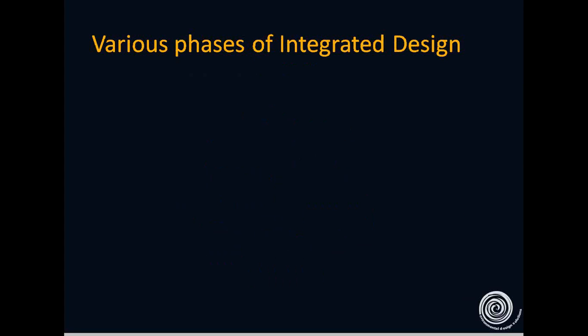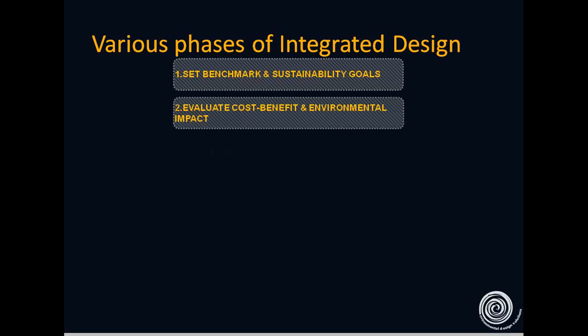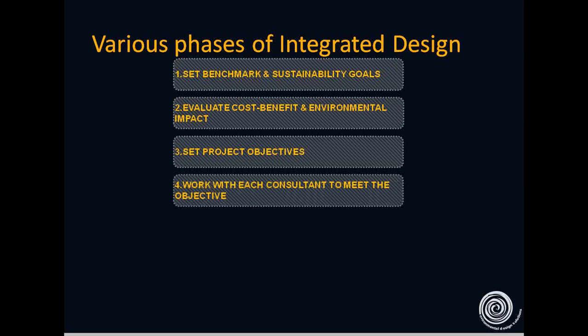So what are the various phases of integrated design? The first phase is to set the benchmarking, to set the broad range of parameters. In the initial stage, you set benchmark and sustainability goals, then develop preliminary strategies to achieve these targets. So you evaluate the cost benefit and the environmental impact. It also brings engineering skills and perspectives to bear at the concept design stage.